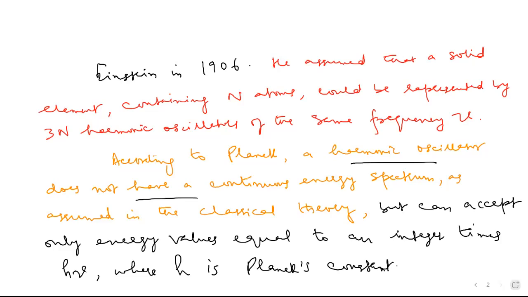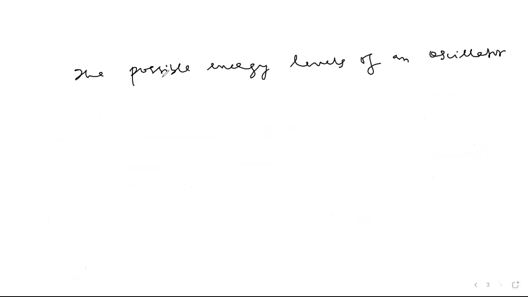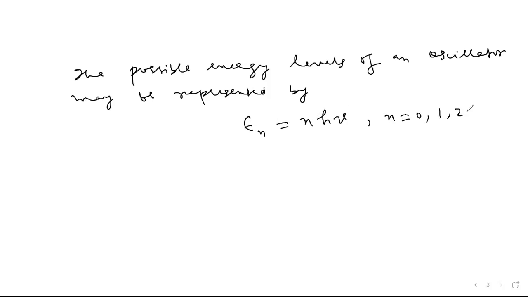Now Planck said that the possible energy levels of an oscillator may be represented by E_n = n h nu, where n is 0, 1, 2, 3, and so on. h is Planck's constant, nu is frequency.